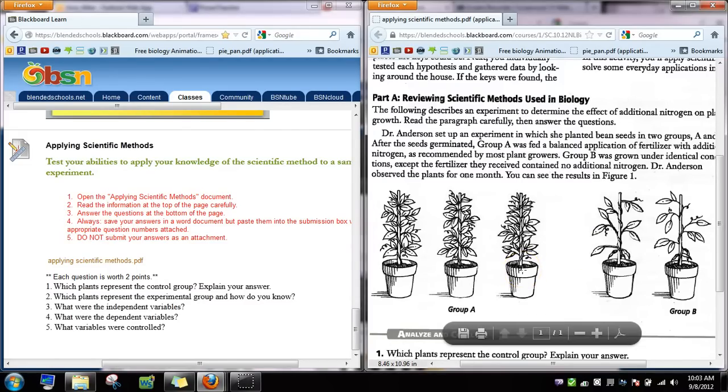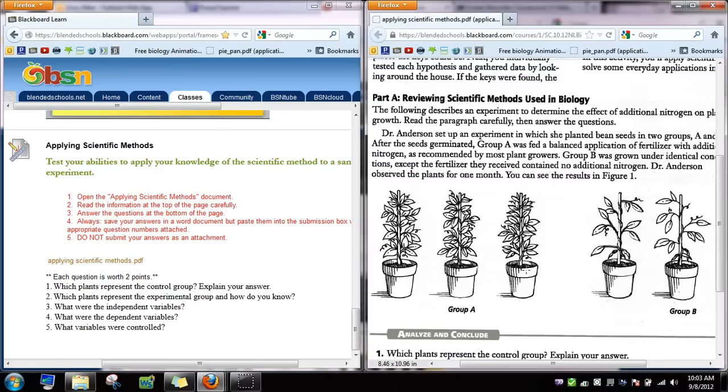Number 2, which plants represent the experimental group and how do you know? If you recall from the presentation before, the experimental group is the one that gets that independent variable, that gets the factor that you are testing the effect of. What are we testing the effect of in this plant experiment? Are we testing the effect of additional fertilizer or additional nitrogen in the fertilizer?